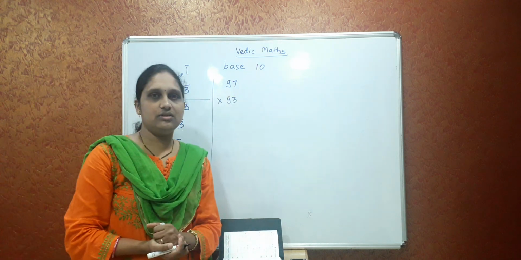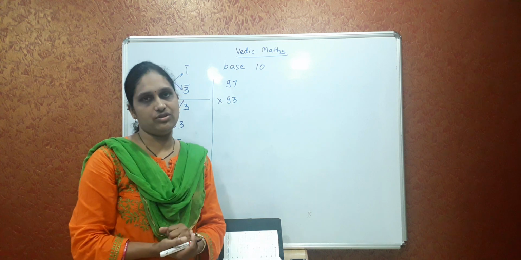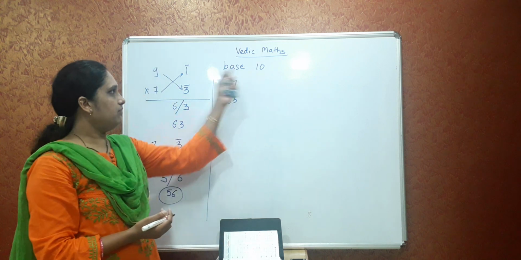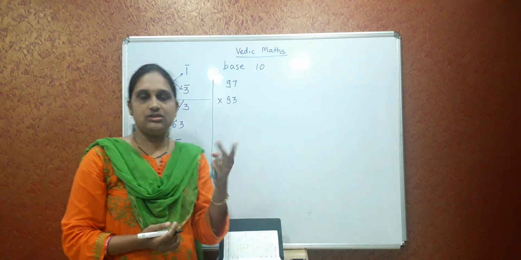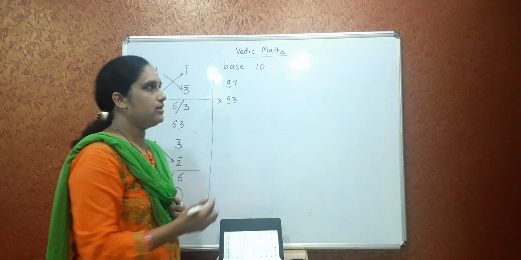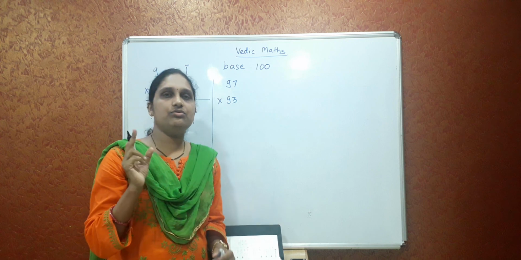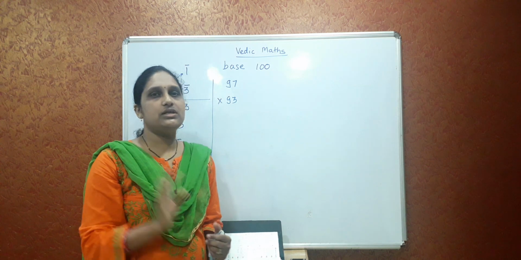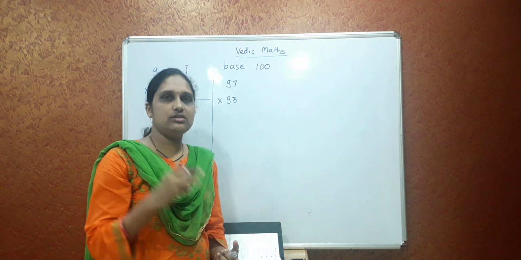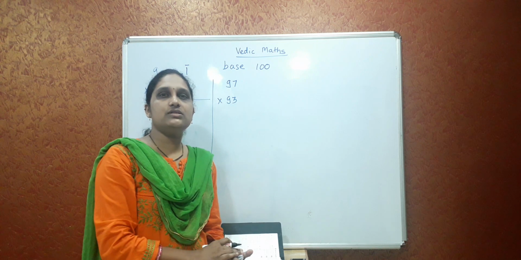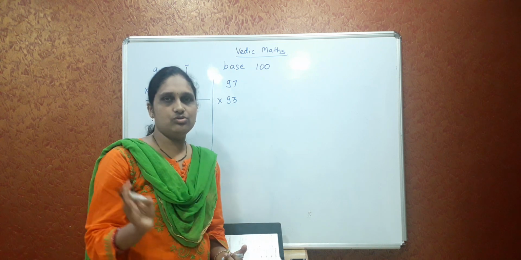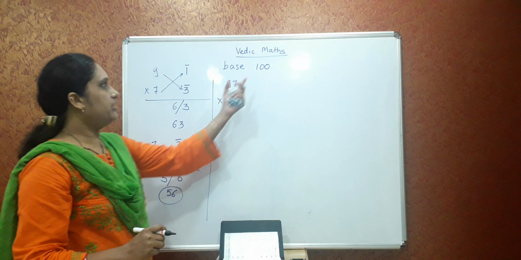Again, the same method. We have to take a base for this. As we have taken 10 for one digit, for two digit, what will be the base? This 10 will convert into 100. So remember that when we are doing two digit multiplication, the base will be 100. If you are doing three digit multiplication, the base will be 1000 and so on. So here 100 is the base.